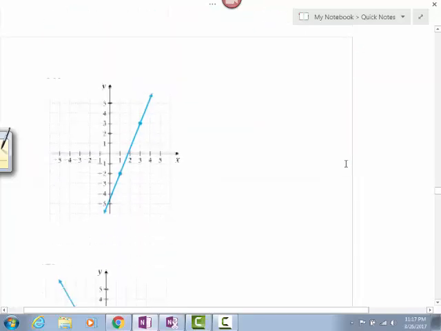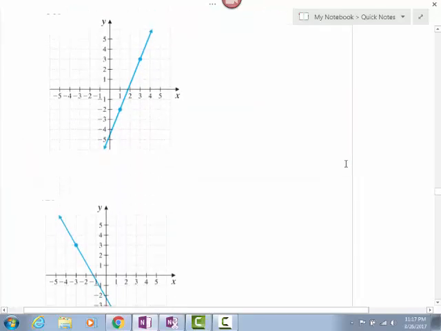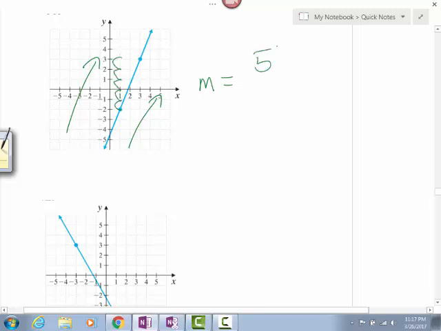Okay, let's take a look at this next one here. Very much the same way. I like these problems because all I need to do is count. This line again is going up. So again, I'm going to count. 1, 2, 3, 4, 5. So up 5. 1, 2, over 2.